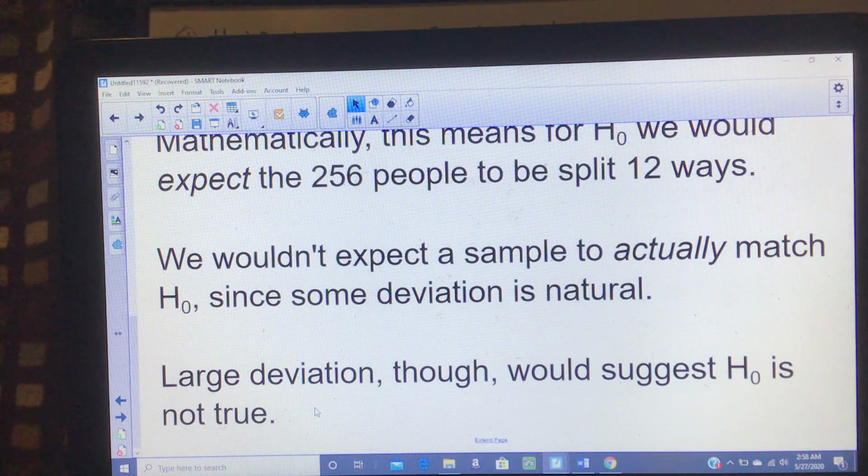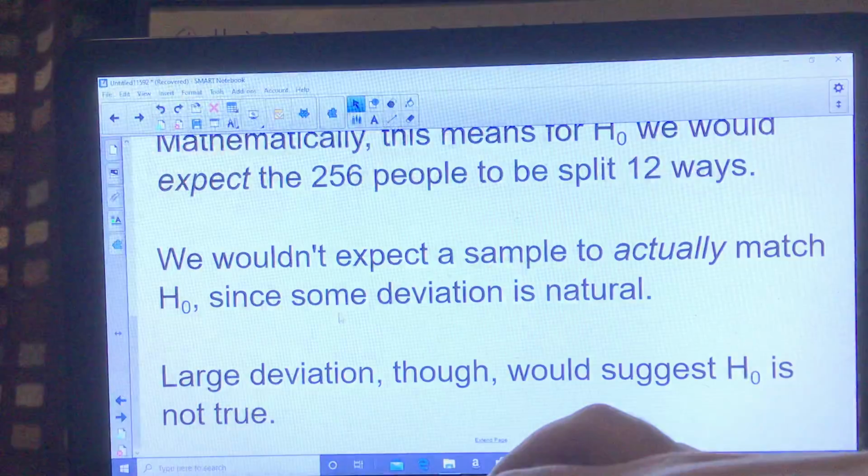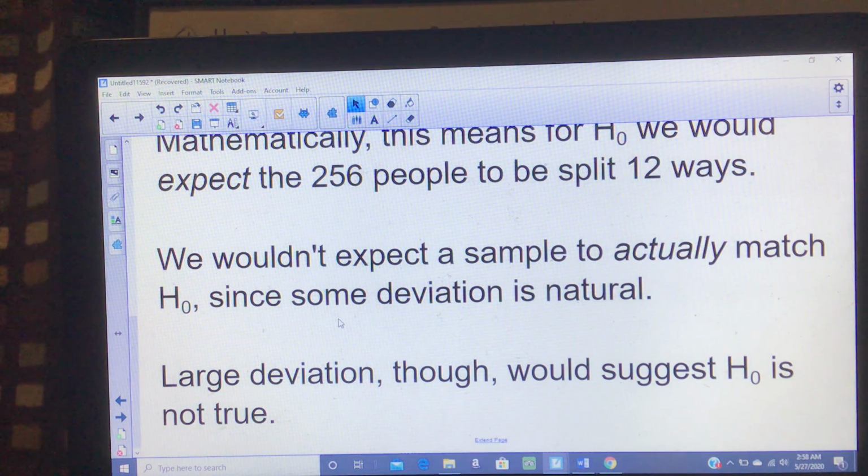So we allow a little bit of deviation, but there's a cutoff where too much deviation seems to point to the fact the null's not true. So that's what the chi-square test is going to be. It's going to tell us how much deviation can we have before the sample's so deviant that it seems to contradict the null. So we expect 21.3 repeating people in each category. If they're a little off, it's not enough to question the null. If it's far off, it questions the null. So then how do we test all this?